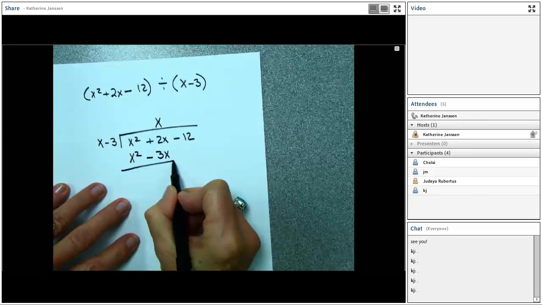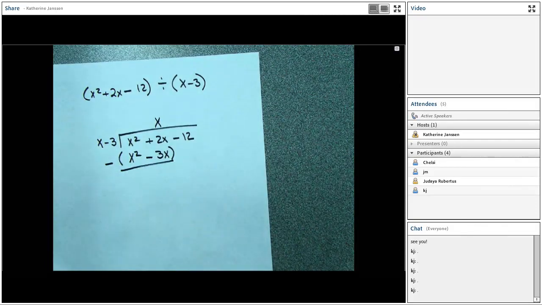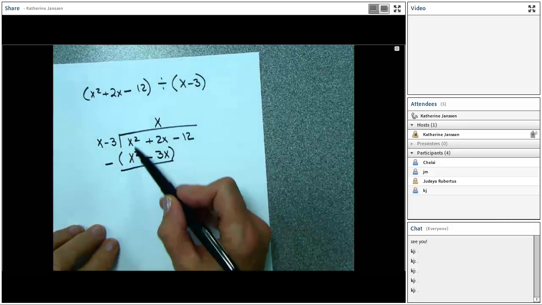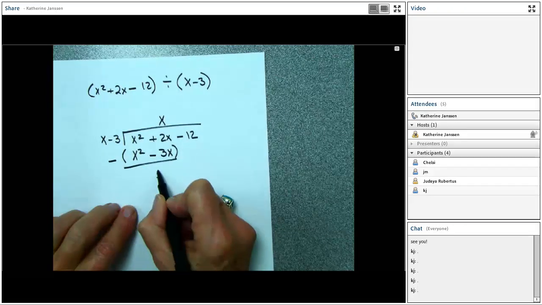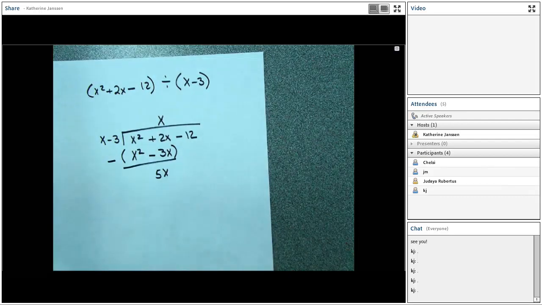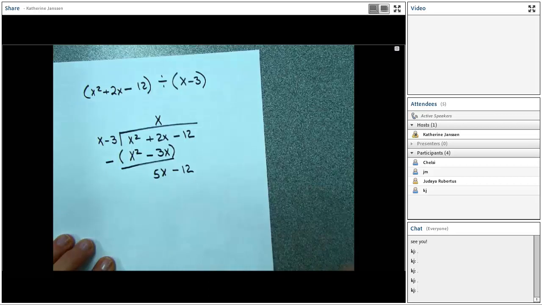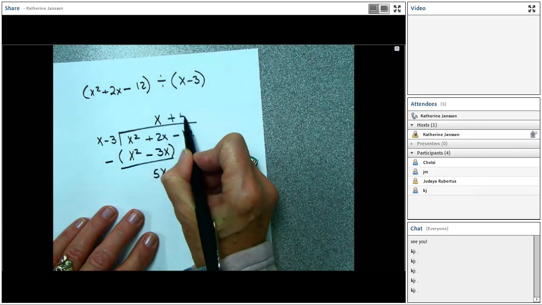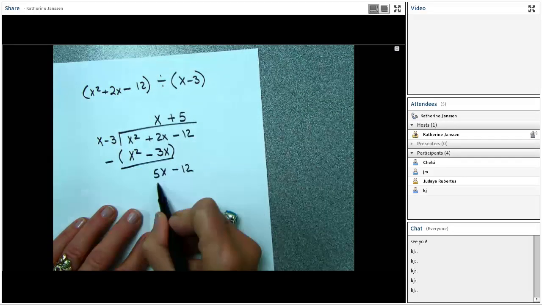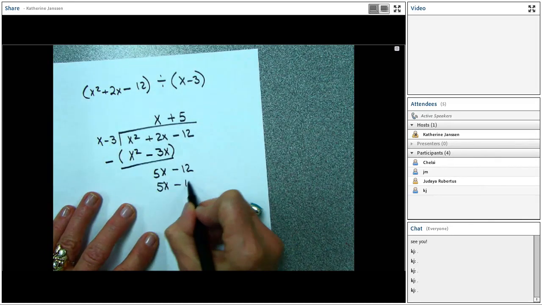Draw your line and subtract the entire polynomial. So these are going to be opposite signs now. That goes to 0. This is going to be positive, so I'll get positive 5x. And bring down your next term. Now x goes into 5x how many times? 5 times x would be 5x. 5 times a negative 3 would be a negative 15.